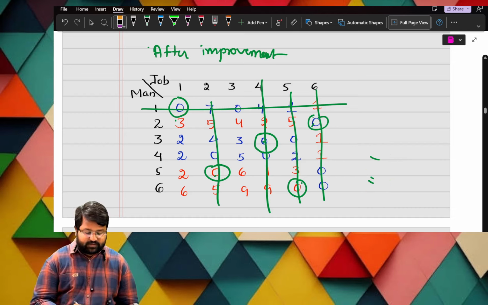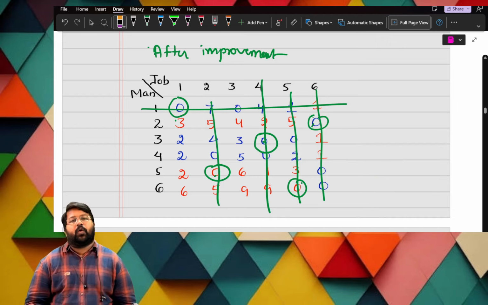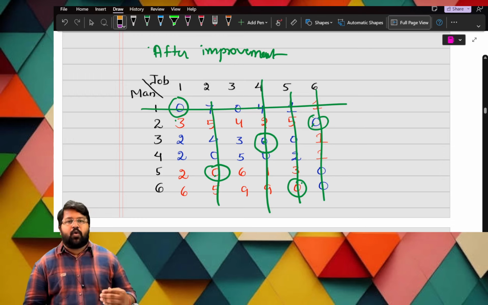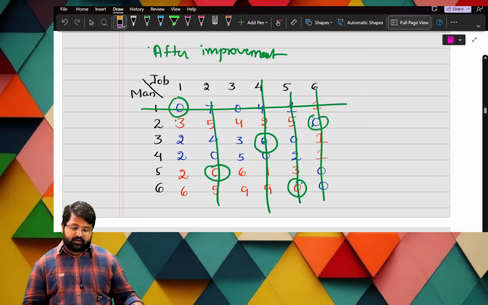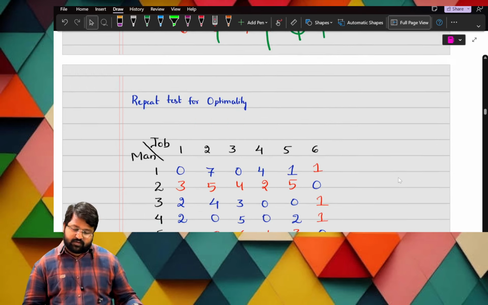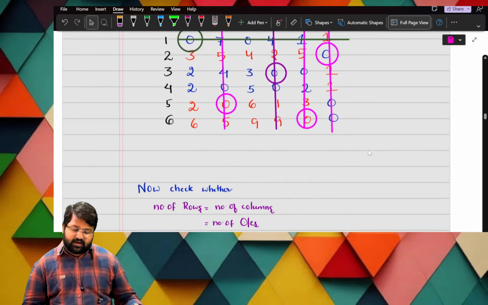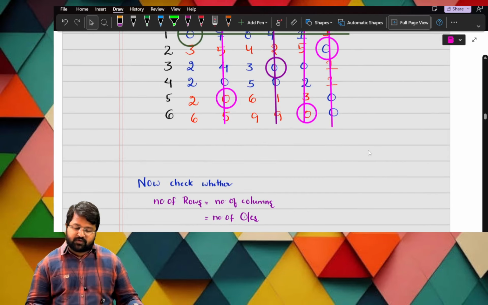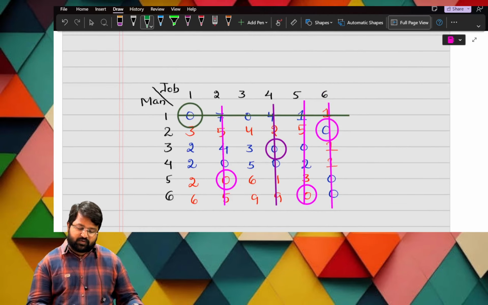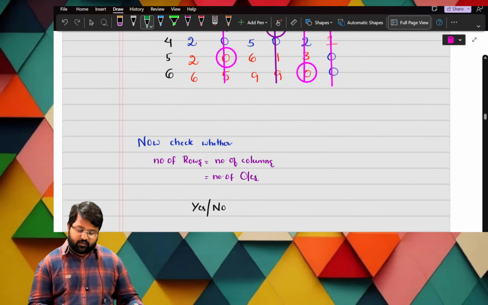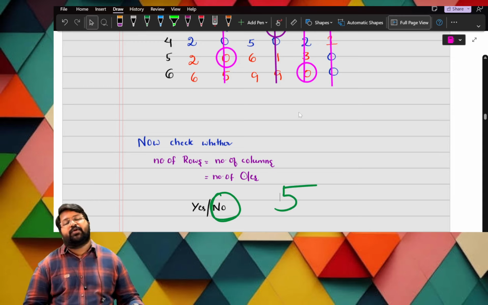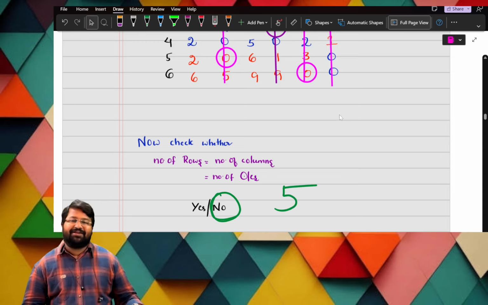Pause it and do it, ma. Okay, done. Now I have to go for what, ma? Improvement. So what I have to do again? Repeat optimality. I have repeated and I have marked them. But did I get the number of zeros equal to number of columns equal to number of circles? 1, 2, 3, 4, 5. So it is a 5. It is no. So I got just 5. So what I have to do again? I have to go for improvement.